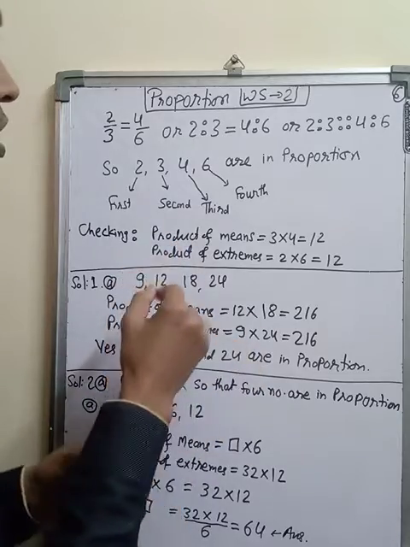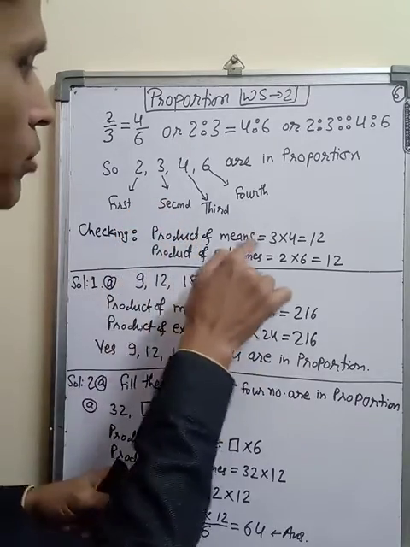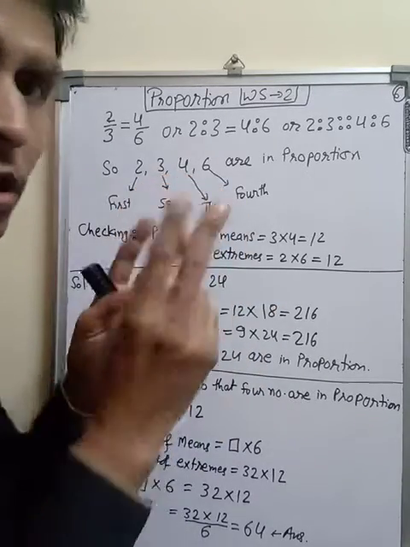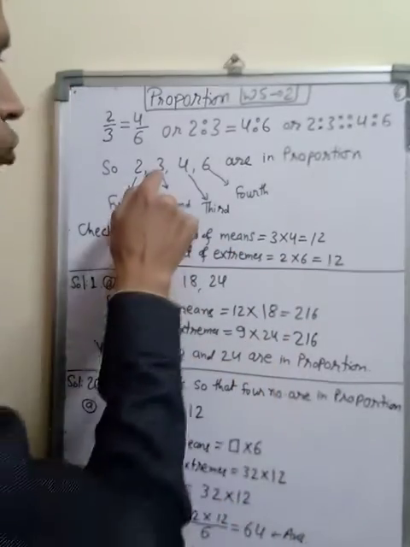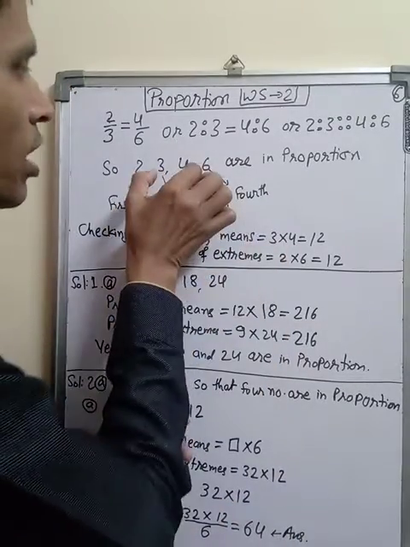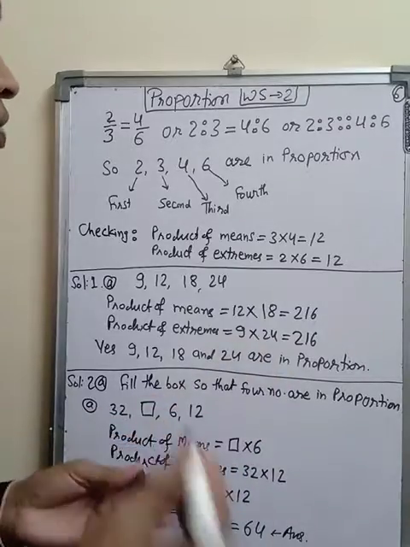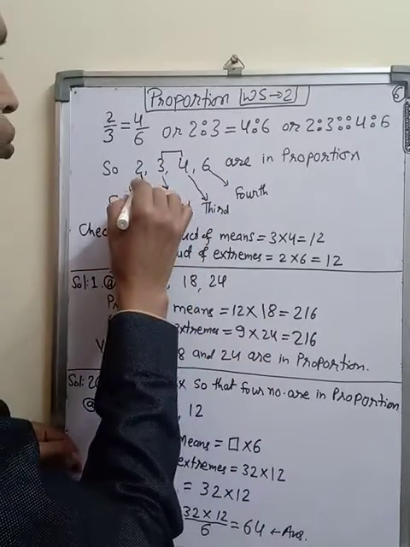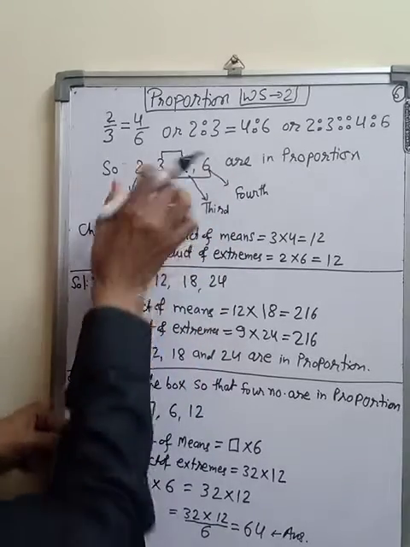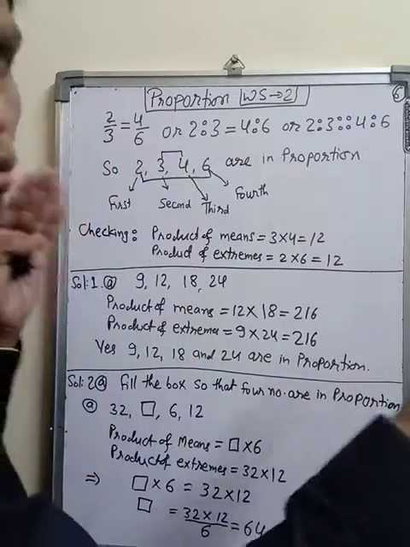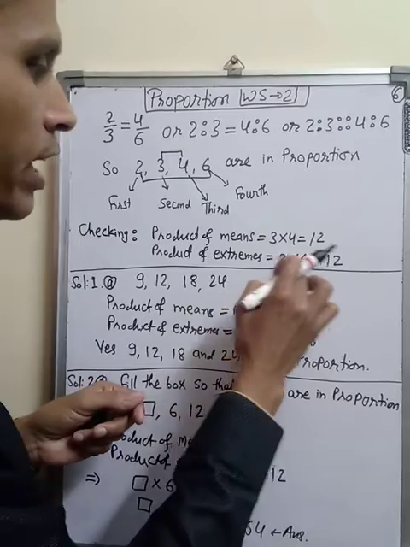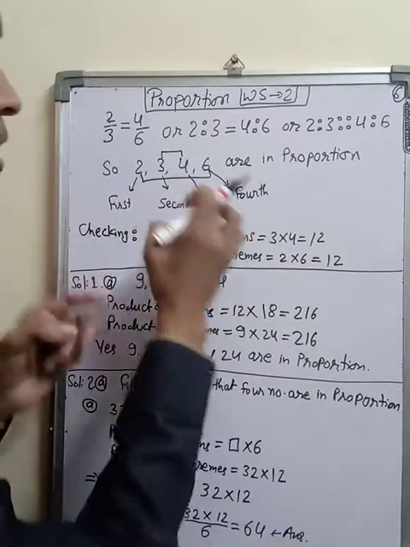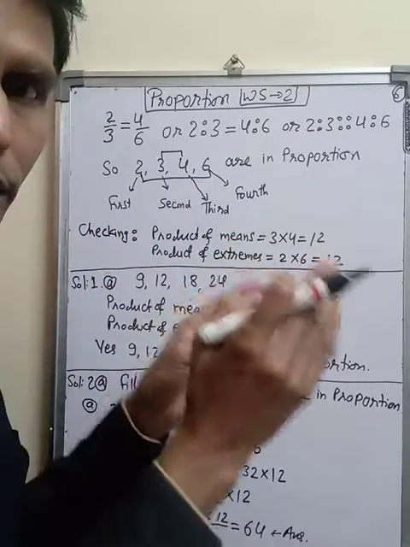So you see here one procedure, the product of the means. These middle terms are called means. These two are in the middle, that is why they are called middle terms. These two are middle terms, and these two are extreme terms, the outside ones. So 2 and 6 are extreme terms, and these two are middle terms, called the means.